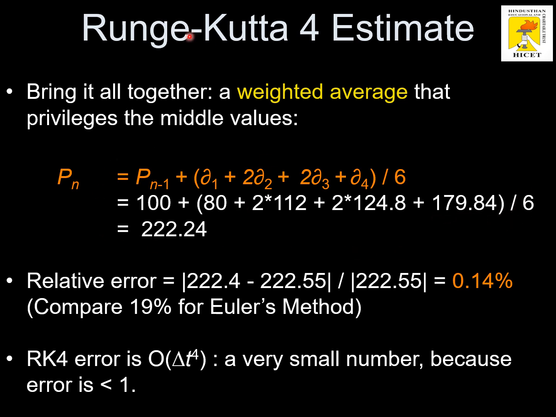That is, the Runge Kutta 4 estimate gives the value 222.24. So the relative error is 224.4 minus 222.55 divided by 222.55. That is 0.14 percent, compared to 19 percent for Euler's method. So the RK error is of order delta t power 4, a very small number, because the error is less than 1.